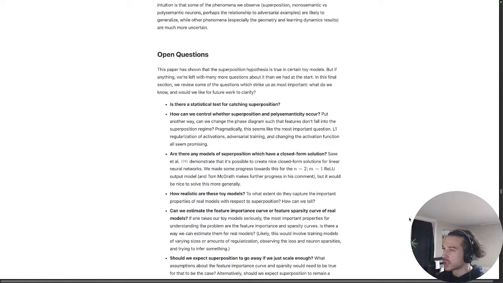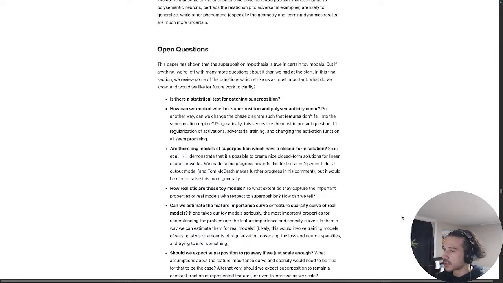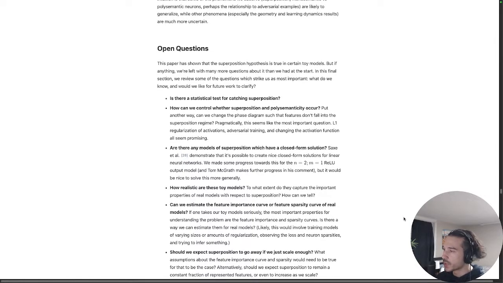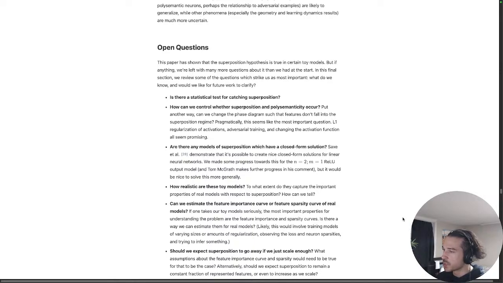Open questions. This paper has shown that the superposition hypothesis is true in certain toy models, but if anything, we're left with many more questions about it than we had at the start. In this final section, we review some of the questions which strike us as important. What do we know? And what would we like for future work to clarify? Is there a statistical test for catching superposition? How can we control whether superposition and polysemanticity occur? Put another way, can we change the phase diagram such that features don't fall into the superposition regime?